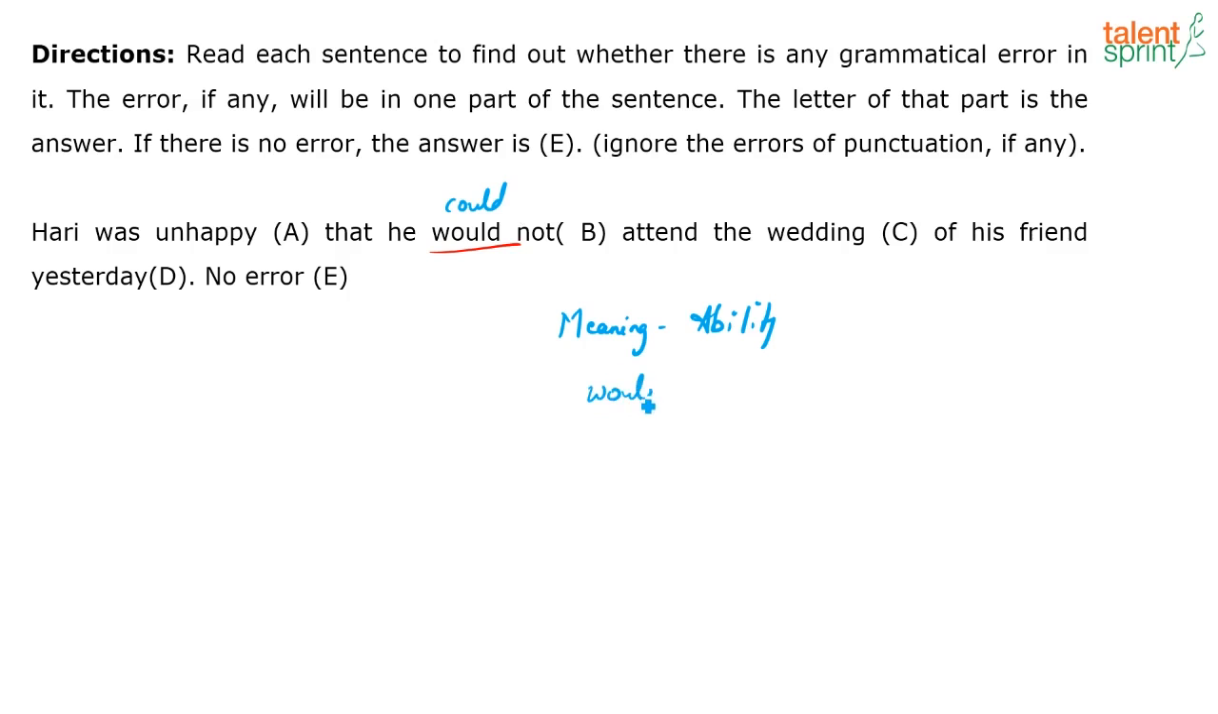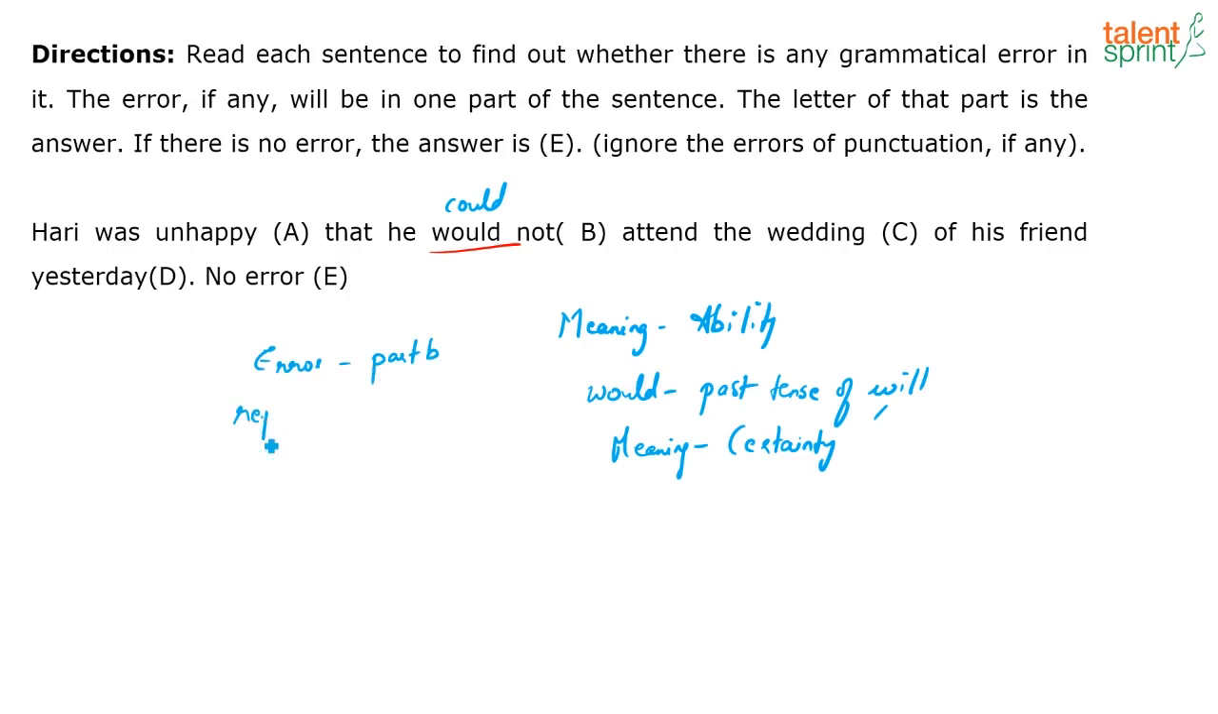Would is the past tense of will, and the meaning that would expresses is certainty, or when you're bringing in a hypothetical condition, and that's not the case here. So the error is in part B. We replace would with could. Are you following? Let's move to the next one. Let's see if you're able to identify that a little faster than this.